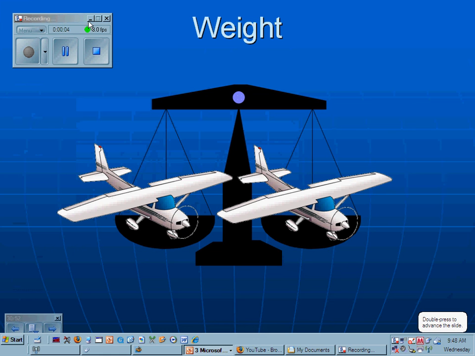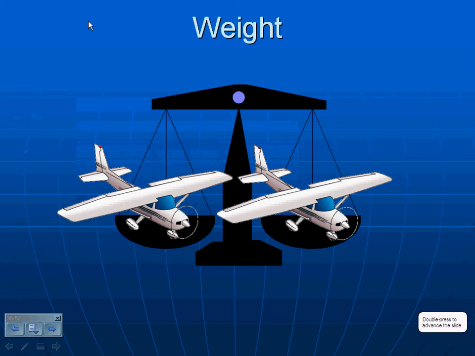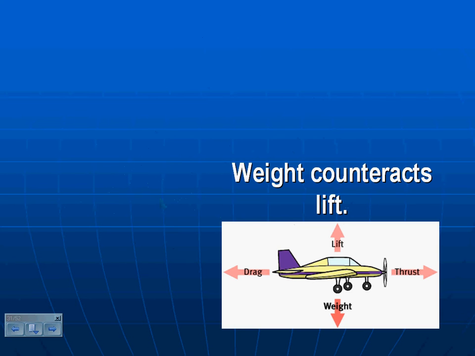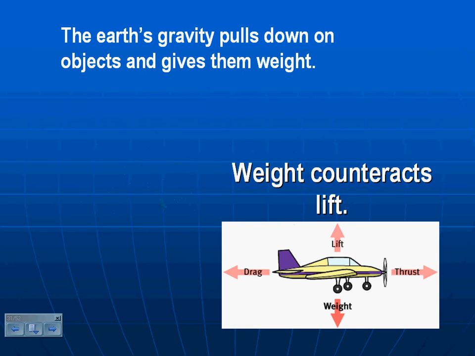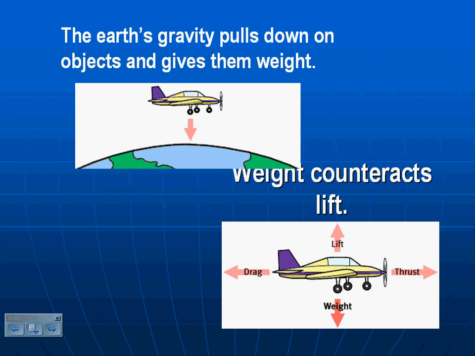Okay, welcome back, and we are going to begin our discussion with the other three forces of flight. Let's talk about weight. Weight is something that we deal with every day. It is the Earth's gravitational pull down on objects that gives them weight. Weight always acts from a center point called the center of gravity, and it acts towards the center of the Earth, and it opposes lift.